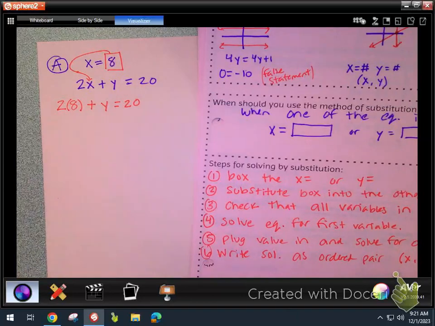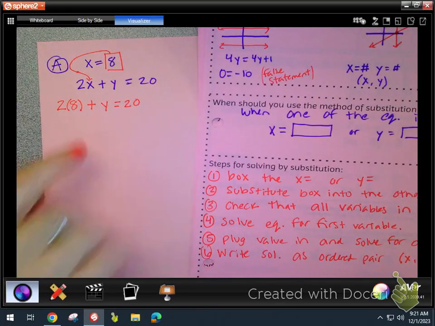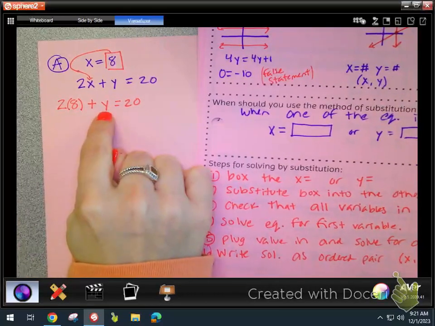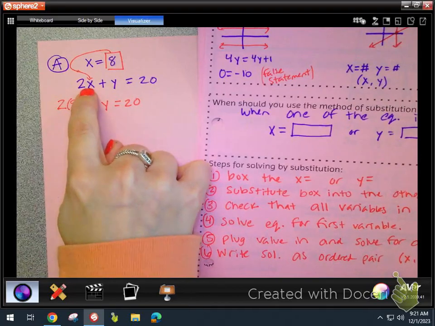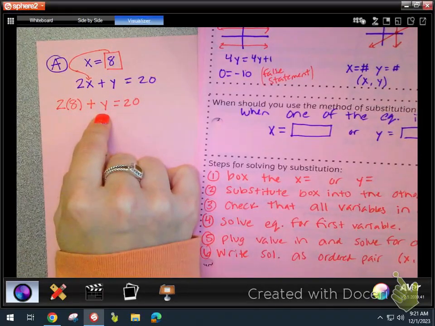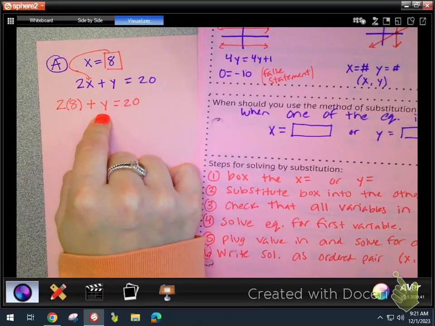And then I want to make sure that I only have one type of variable in my equation. So the only unknown in this equation is a y, where above there was an x and a y. Now I'm down to just y, which means I can solve for it. I'm going to do some math.